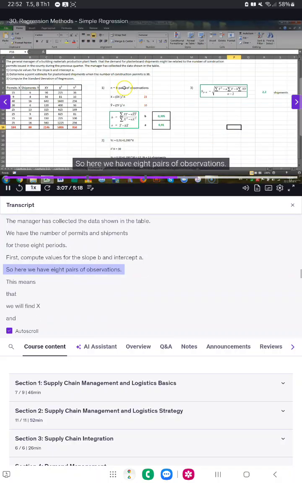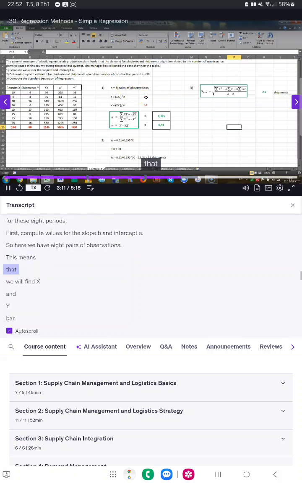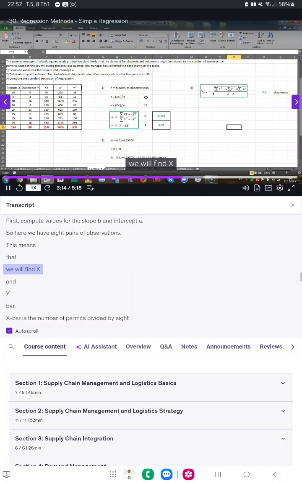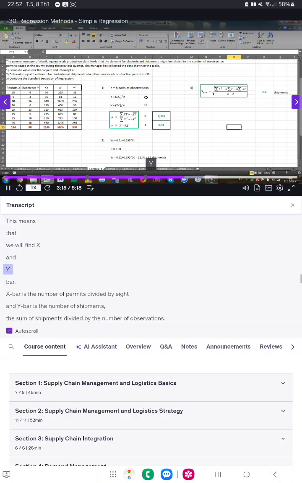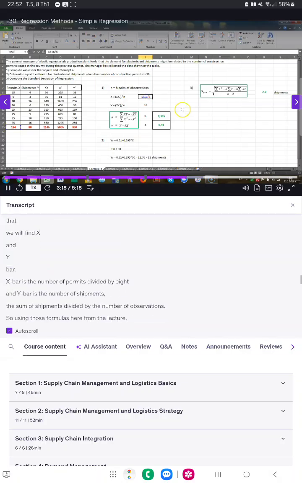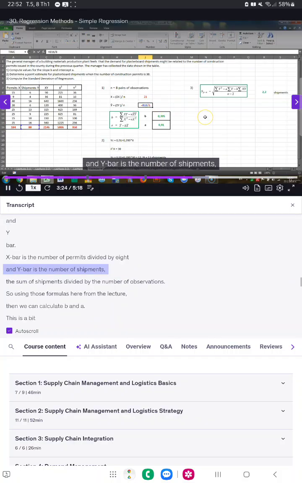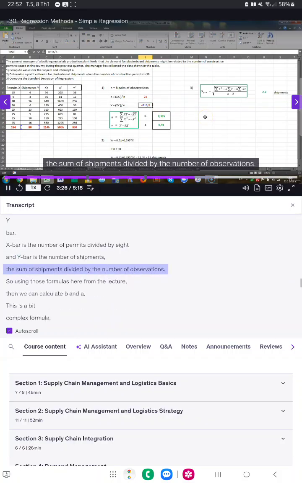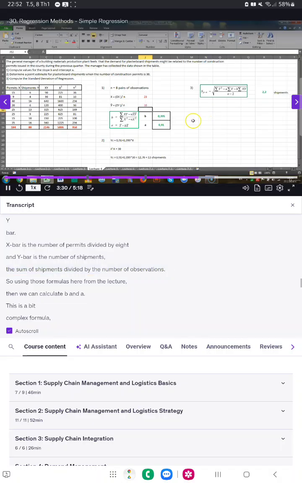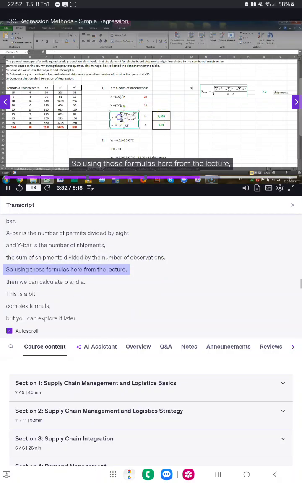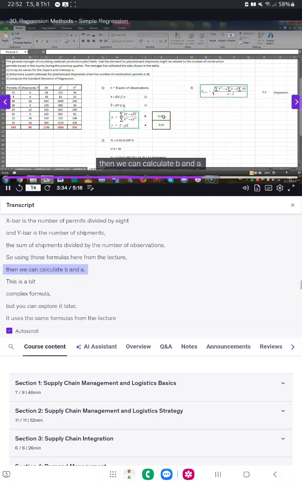So here we have 8 pairs of observations. This means that we will find X bar and Y bar. X bar is the number of permits divided by 8, and Y bar is the sum of shipments divided by the number of observations. So using those formulas here from the lecture, then we can calculate B and A.